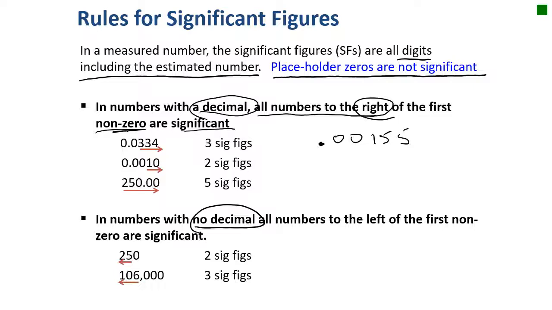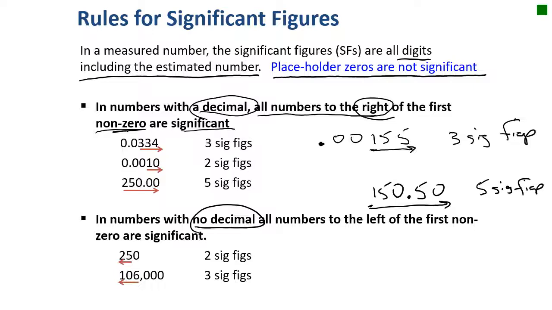So if I have 0.00155, I have a decimal, I go to the first non-zero digit, and then I count to the right, and I have 3 significant figures. If instead I have 150.50, and I look at this, I have a decimal, I go to the first non-zero digit, I count right, and I have 5 sig figs. So with a decimal, we're going to go to the right. With no decimal, we go to the left. So if I have 1200 and I have no decimal, I go to the first non-zero digit and I count left. I have 2 values, including that 2, so this one has 2 sig figs. And that is how we figure out sig figs. Again, if it has a decimal, we go to the first non-zero digit and we count to the right. If we have no decimal, we go to the first non-zero digit and count to the left.